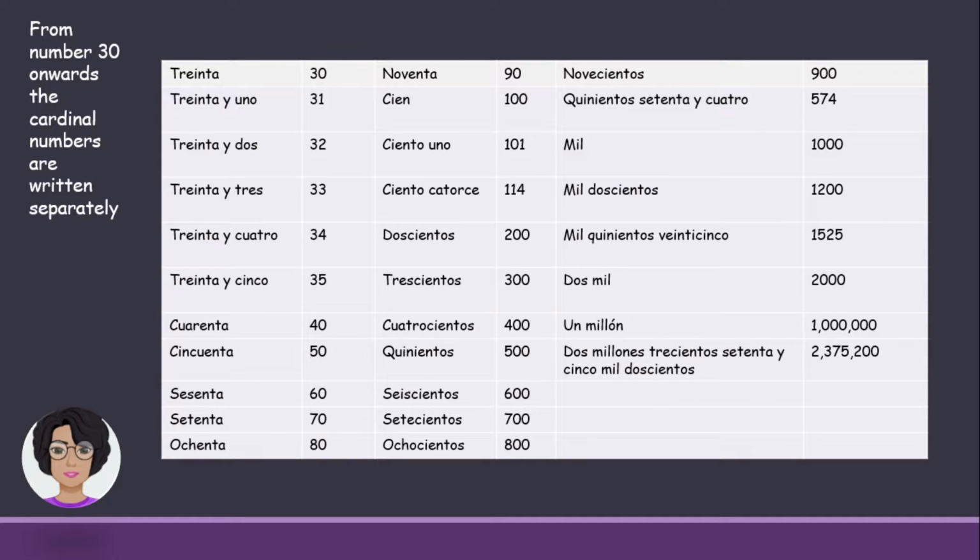From number 30 onwards, the cardinal numbers are written separately. And what that means is that if you notice after number 30, you have to put a conjunction between the numbers. So they cannot be written together as we did with the number 20. So, 30, 31, 32, 33, 34, 35. And then we have number 40, which is 40 in Spanish.